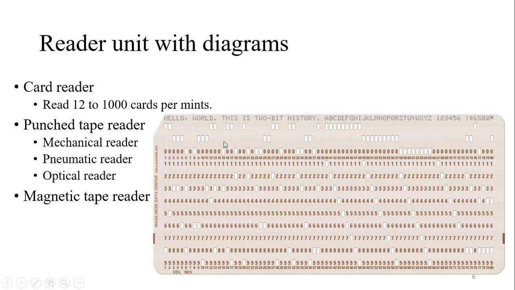The reader will read that card, but this reader can read up to 12 to 1000 cards per minute, depending upon the specification of your reader and the version of your machine. Clear. Then after that we came to the punched tapes. That's another era. But how can we read the punched tape? How can we read these things? There are three types of punched tape readers, which we are going to discuss.